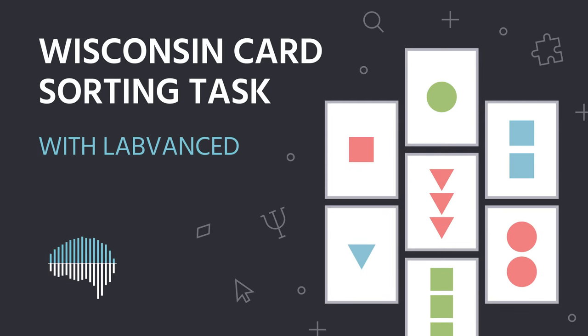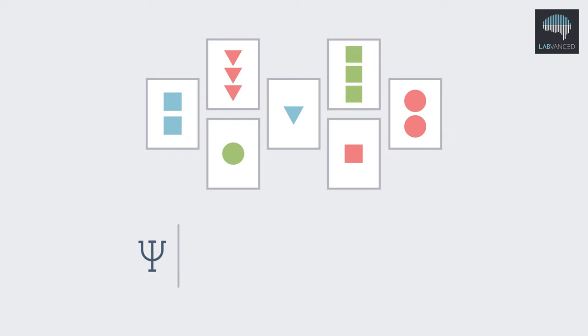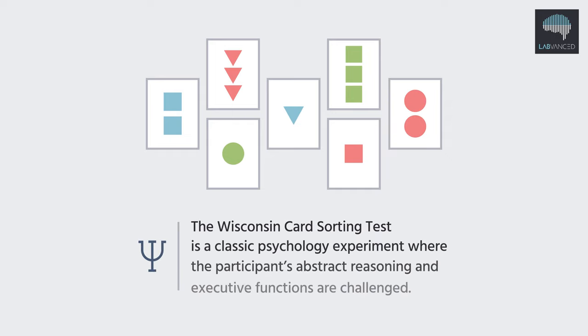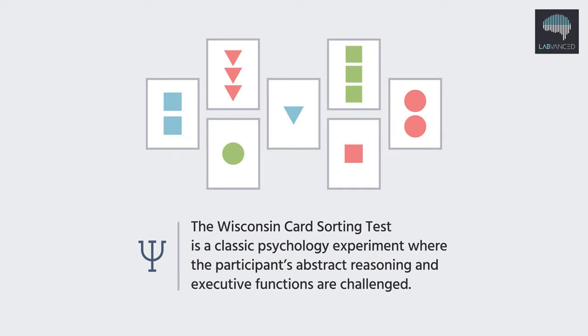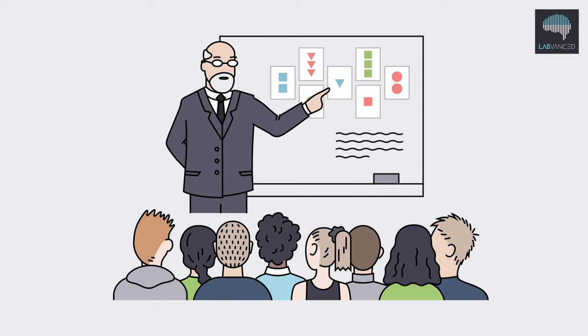The Wisconsin Card Sorting Task with Labvanced. The Wisconsin Card Sorting Test is a classic psychology experiment where the participants' abstract reasoning and executive functions are challenged. While the experiment is running, the participant does not know explicitly what the categorization rule is and has to use the feedback response to guess.